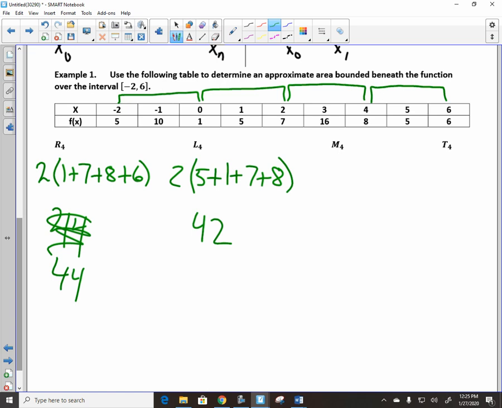Once I have the right hand and the left hand, I can do the trapezoidal. Trapezoidal is simply the average of the two. What is the average of the two? 43. Look at that. Is that nice?